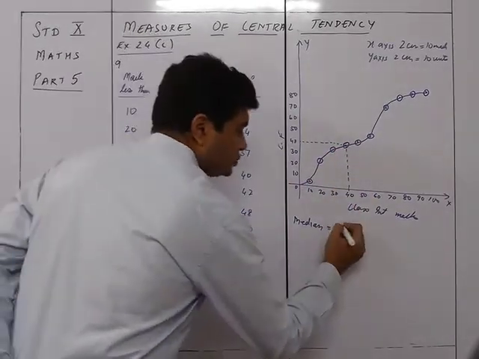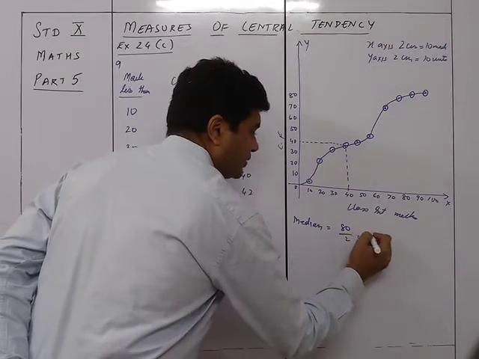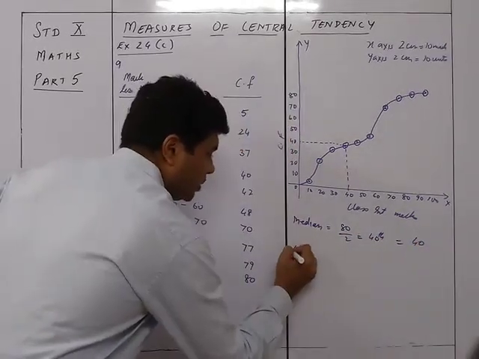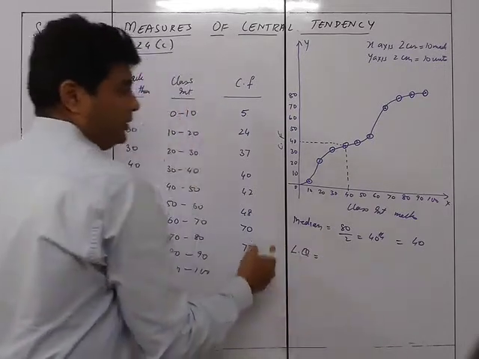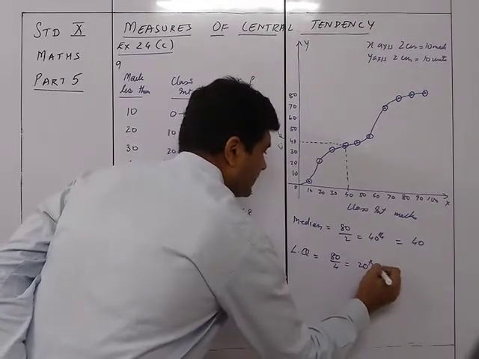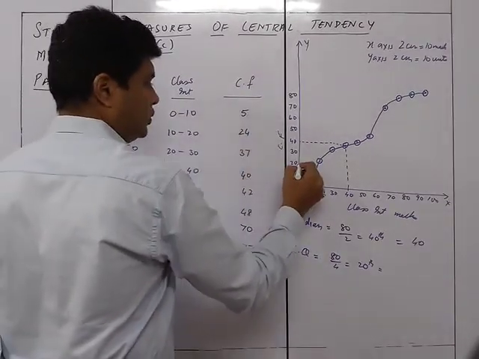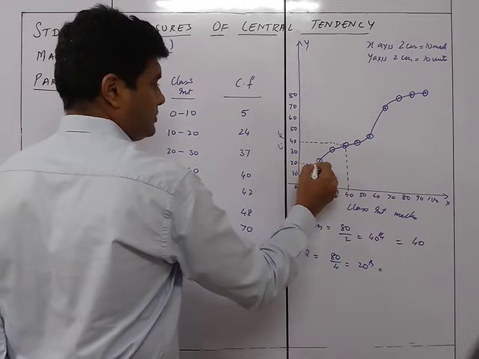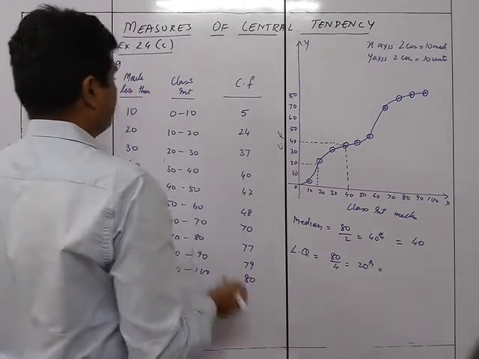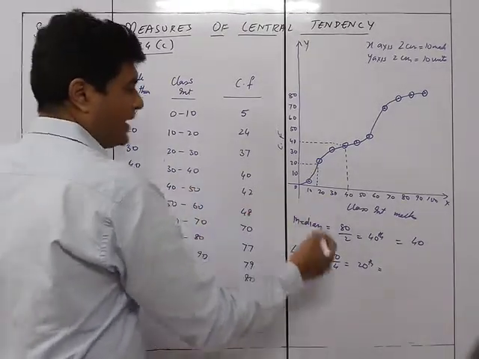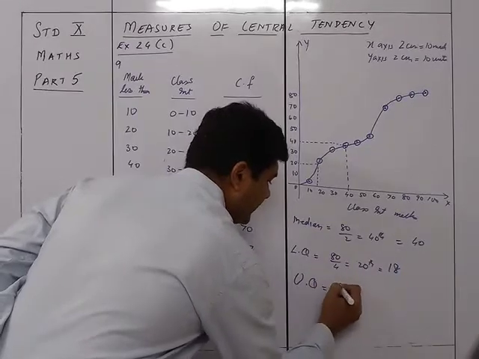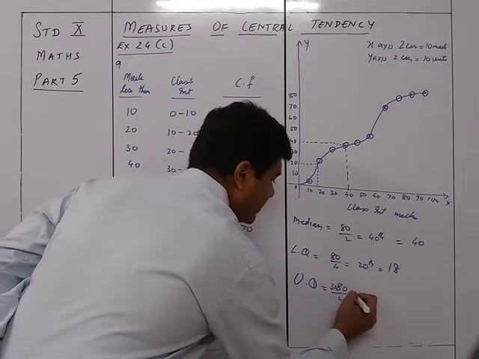The median is 80 upon 2, which is the 40th term, and that is 40. Lower quartile is equal to 80 upon 4, which is the 20th term. Now the 20th term is going to be around 20, so 18. And the upper quartile is going to be 3 into 80 upon 4, that will be the 60th term.